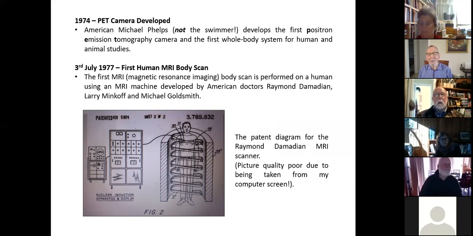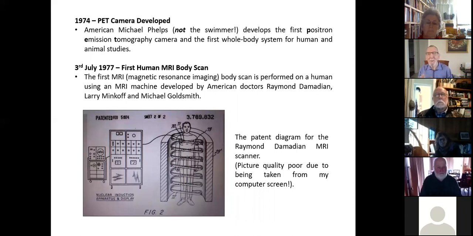I couldn't even download this picture. I had to take a camera shot of my computer screen in order to get this image. So it's a little bit poor, but anyway, it does the trick. This was developed by American doctors Raymond Damadian, Larry Minkoff, and Michael Goldsmith, the first body scan. As you can see, Raymond Damadian, this fellow here, this is his patent diagram for his MRI scanner. So again, 1977, very recent, amazing.